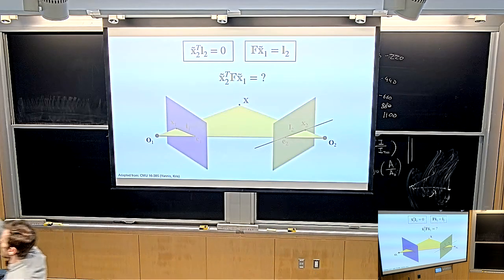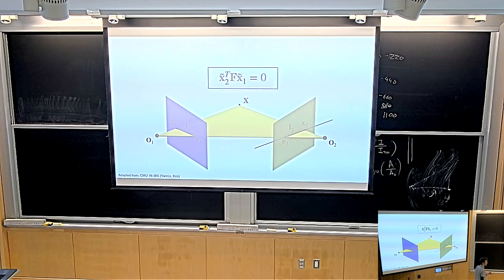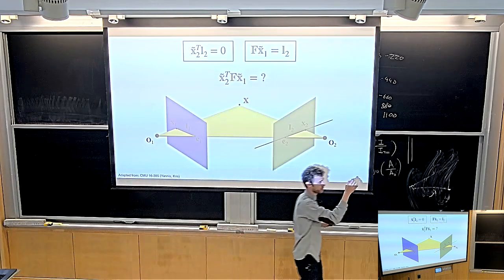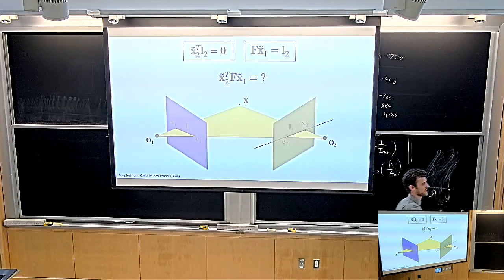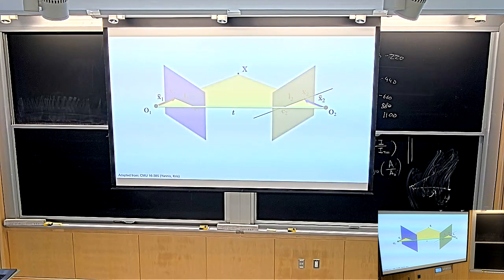This is just shifting the equations around a little bit. We're going to take these 2 equations and merge them into x2 transpose F x1 tilde, because F x1 is L2. I'm sure you can see it. So this must be 0, because x2, which we defined to be on the epipolar line, times the epipolar line must be 0. Good. So now some math.